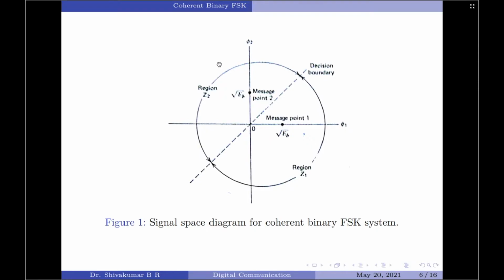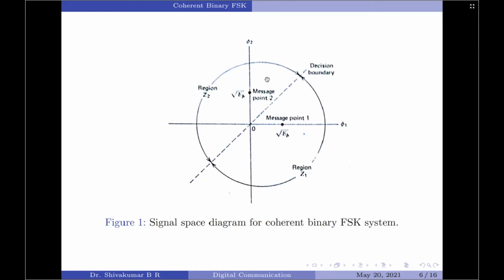Therefore, now the decision rule is simply to guess symbol 1, or signal S1 of t, was transmitted if the received signal point falls inside region Z1. On the other hand, decide in favor of symbol 0, or signal S2 of t, was transmitted if the received signal point falls in region Z2.